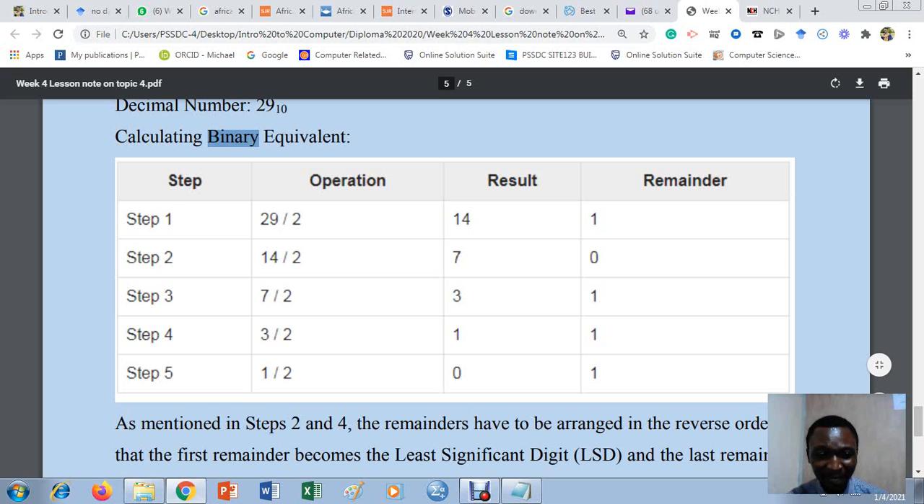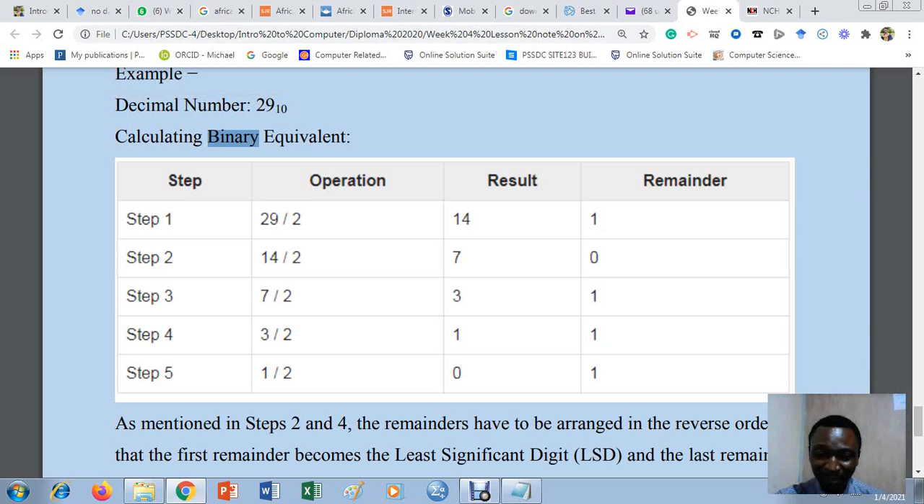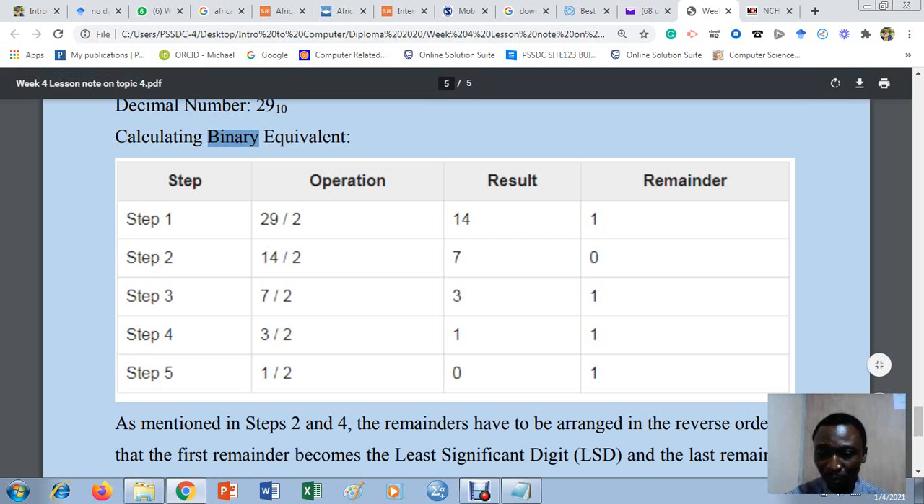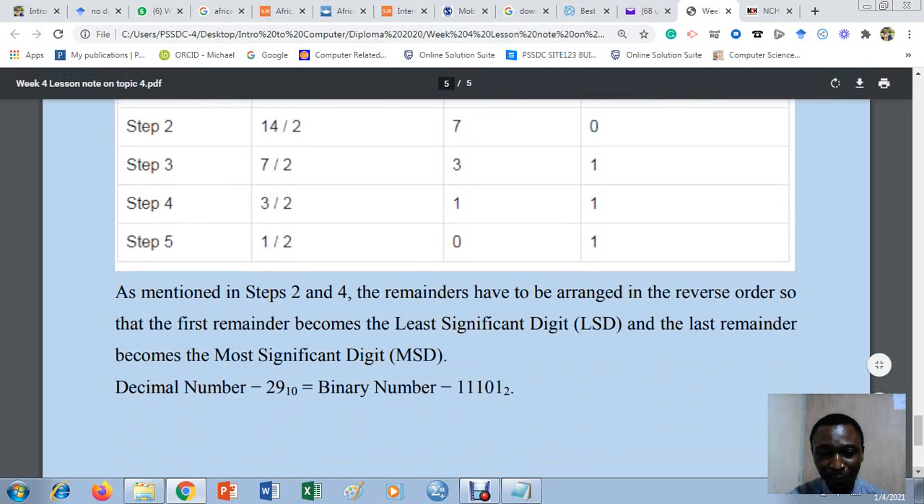And if you divide 1 by 2, what do you have? You have 0. And remember, you have the remainder to be 1, then you put the 1 here. That's how we got 1, 1, 1, 0, 1. That is how to convert from a particular base to another base. Now let's take a look at the example, and that will be it.